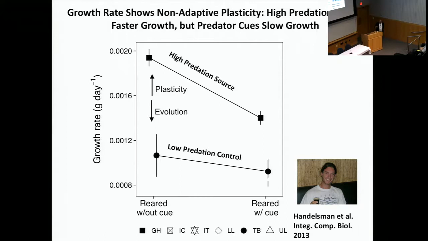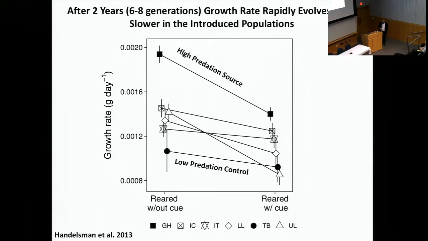So what do the introduction populations do? Do they retain their high predation plastic response and grow faster, or do they evolve to grow slower? Within 2 years, 6 to 8 generations, they rapidly evolve slower growth. All of these lines represent the 4 introduction populations. These are reaction norms that are essentially this genotype in this environment for 6 to 8 generations. So growth rate evolves very rapidly, and the slopes of the reaction norms, the plasticity itself, also evolves very rapidly.